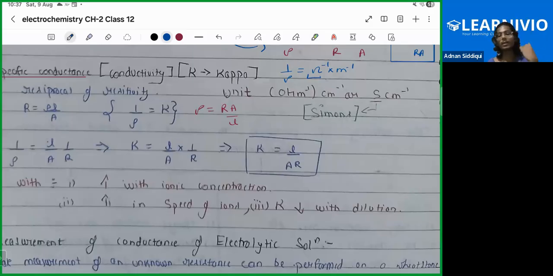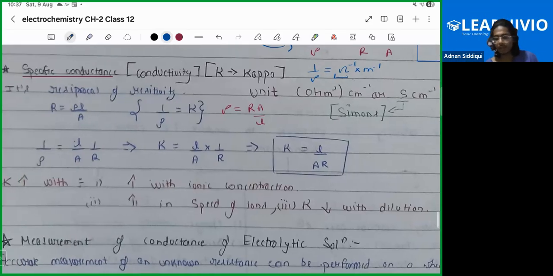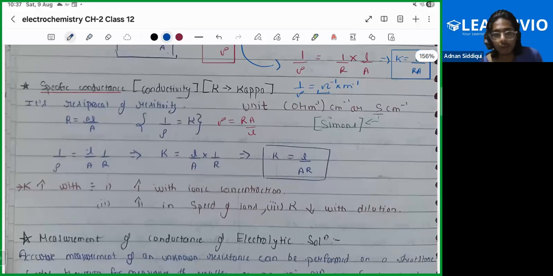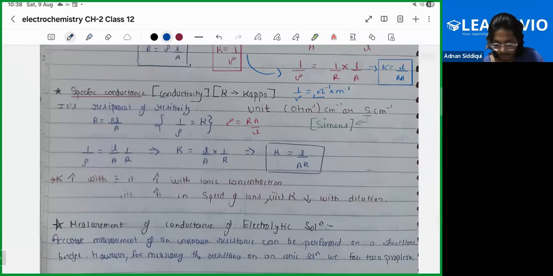But what is the factor by which kappa decreases? How is conductivity decreasing? If you are doing dilution, then your conductivity will decrease. So these are the factors which affect the conductivity, your kappa. Concentration increases, kappa increases. Speed of ion increases, kappa increases. But with dilution, kappa decreases, which is conductivity. Okay, is it clear? So see this for like 1 or 2 minutes, and we'll move on. If you have any doubts, then please let me know and ask.